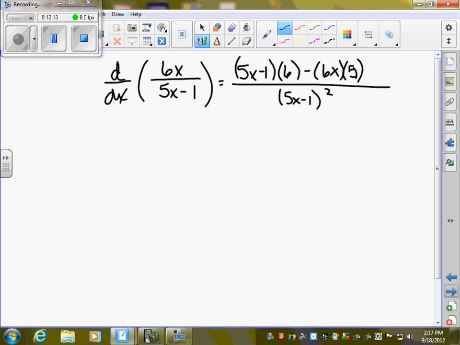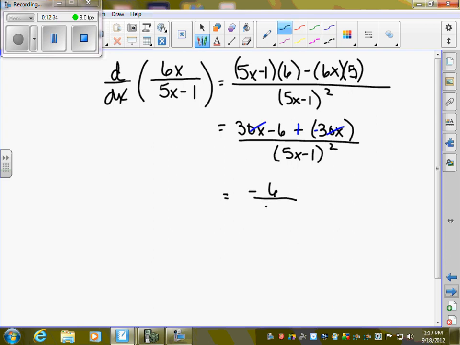So if I do distributive property now, I get 30x minus 6 minus 30x over (5x minus 1) squared. We can change that to plus negative. Those cancel. We end up with just negative 6 over (5x minus 1) squared. And that would be your answer.